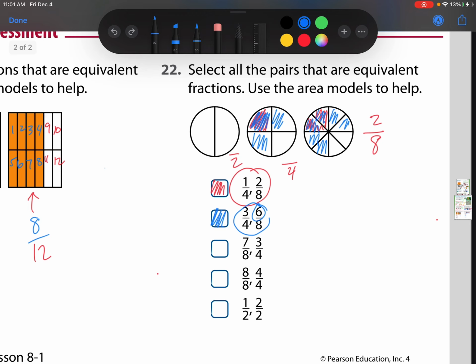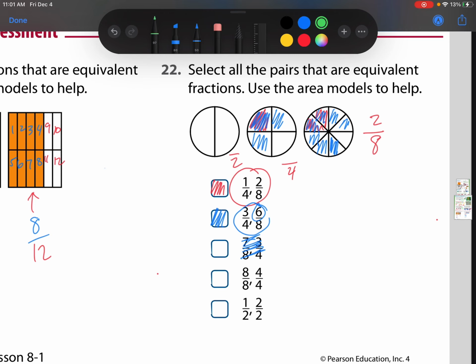So now let's check our next one, 7/8 and 3/4. Well, here we already have 6 8ths shaded in from previously. So if I shade in 7 8ths, does that look the same as this right here? No, it doesn't. It has that extra spot that we shade in here. So this one is not equivalent.